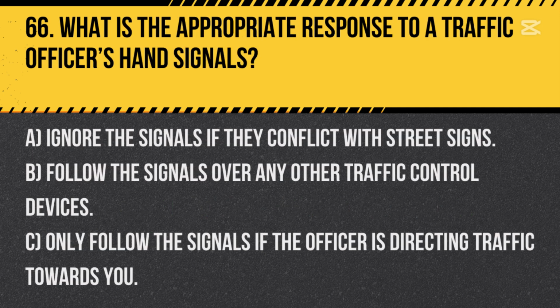Question 66. What is the appropriate response to a traffic officer's hand signals? A. Ignore the signals if they conflict with street signs. B. Follow the signals over any other traffic control devices. C. Only follow the signals if the officer is directing traffic towards you. Answer. B. Follow the signals over any other traffic control devices. Traffic officers' hand signals take precedence over signs, signals, and pavement markings.